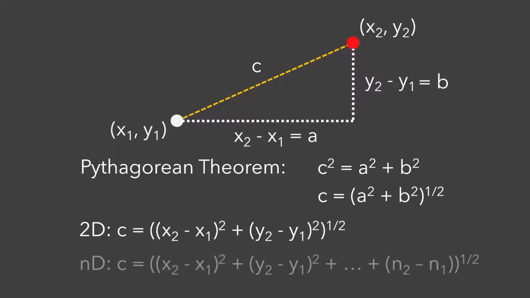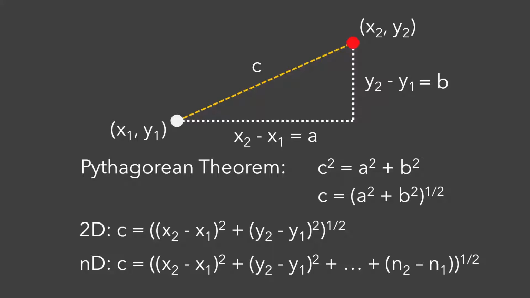We can say that for n dimensions, we just add an extra term for each additional dimension. So if we had a z dimension, we would just add a z2 minus z1 squared into our sum before we did the square root operation. So we found a really nice formula for working out the Euclidean distance.